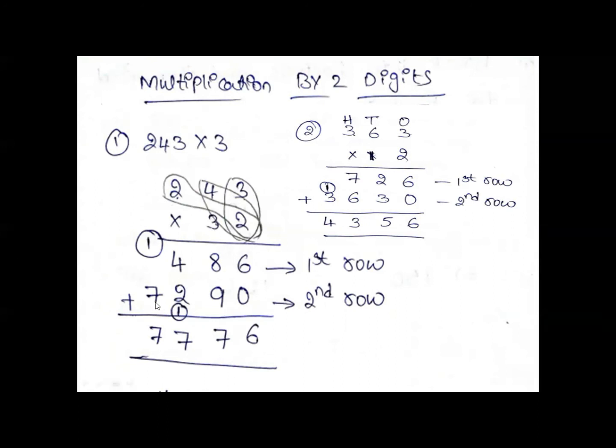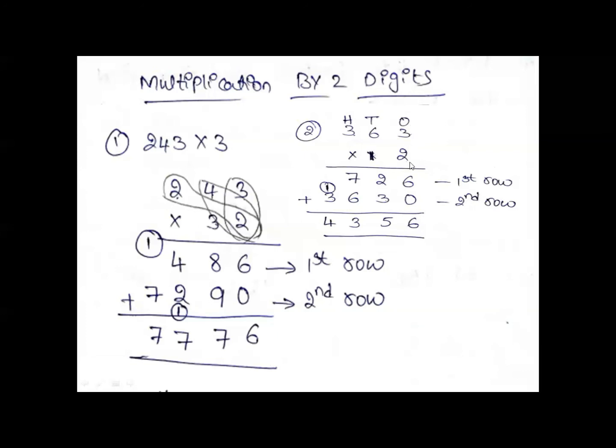Now we have to add both the first row and the second row. 6 plus 0, how much? 6. 9. 8 plus 9, 17. 4 plus 2, 6. 6 plus 1, 7. 7 as it is. The product is 7776.